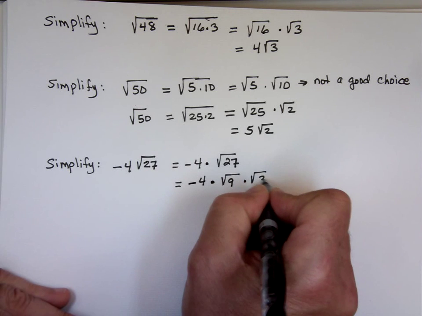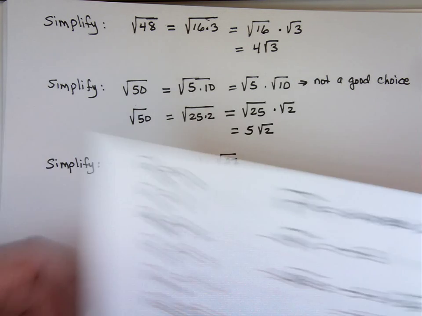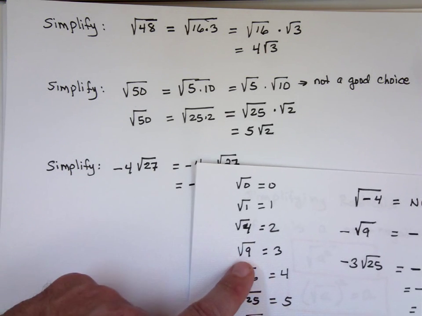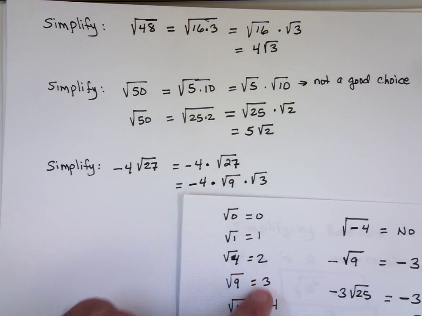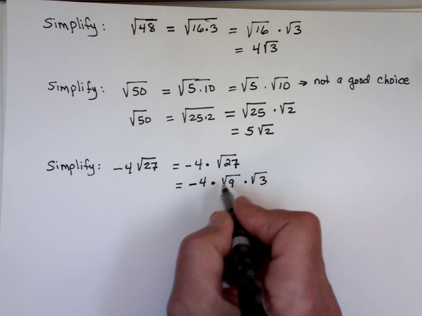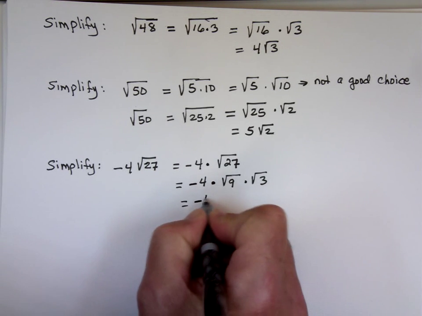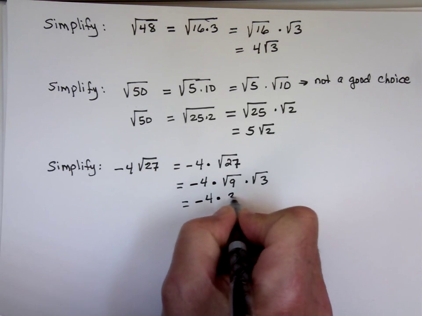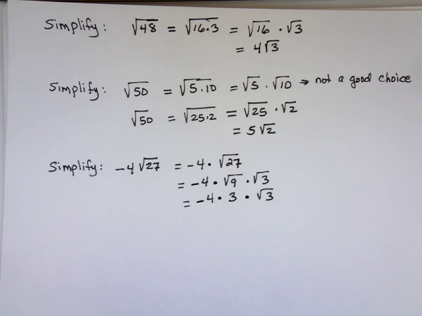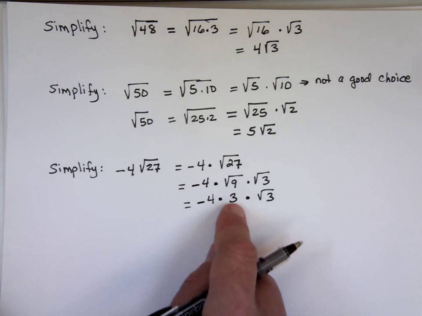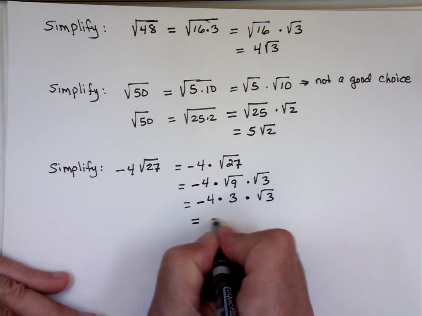9 is actually a good number because what's the square root of 9? That's a 3. Square root of 9 is 3. So I'm going to take the square root of 9 now, take it out, and replace it with just 3, not the square root, just 3. What's negative 4 times 3? That's a negative 12, the square root of 3.